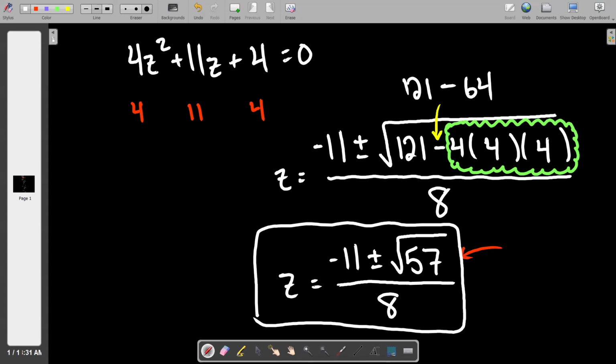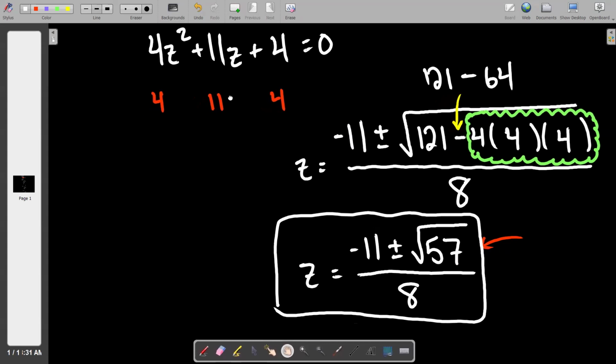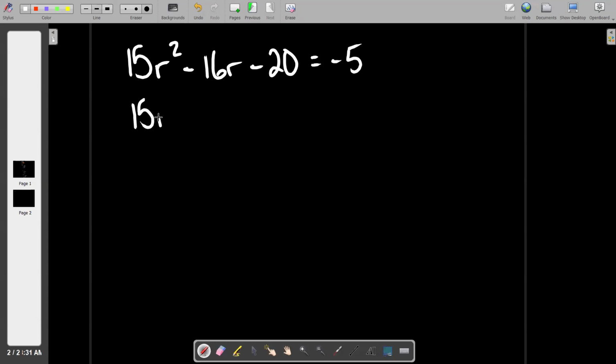What is your original problem? Oh gosh, I keep doing that these days. Okay. Minus 60R, 16R, and what was the rest? Okay. So we should be working with 15R squared minus 16R minus 15.